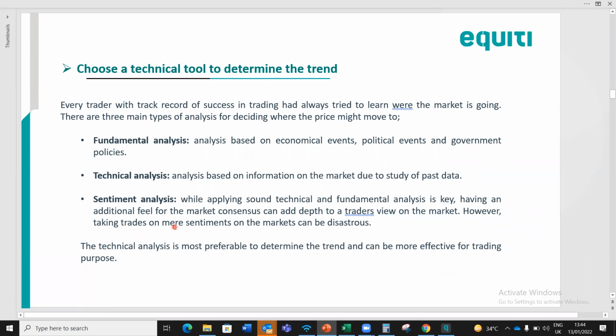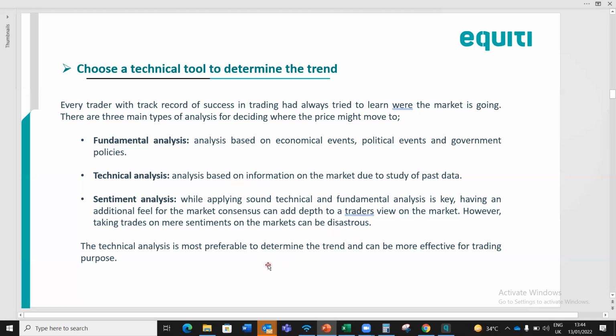Now, while applying sound technical and fundamental analysis is key, having an additional feel for the market consensus can add depth to a trader's view of the market. So after making the analysis based on your fundamental and technical know-how, you having your own personal feel, what you reason, what you think, what's your rationale about the market, and knowing the consensus agreement between the fundamental and the technical, it also gives a little hedge for you to make right decisions in the market. Now, however, taking trades on mere sentiments in the market can be disastrous.